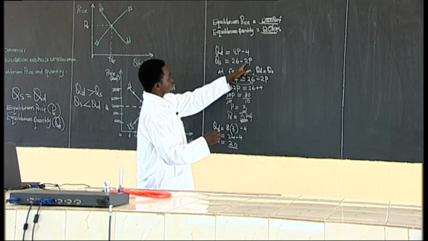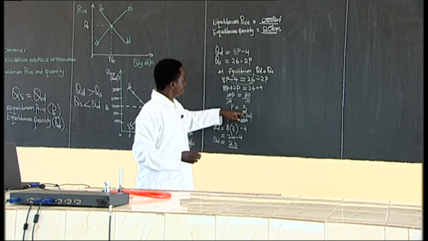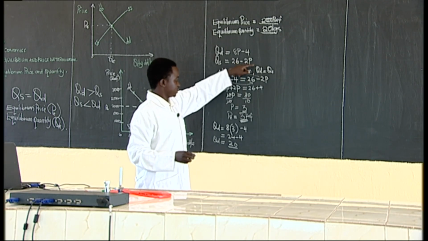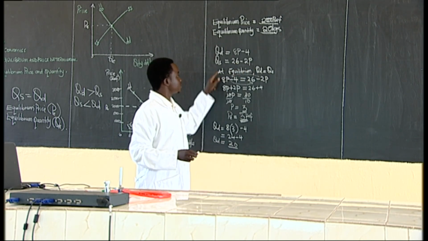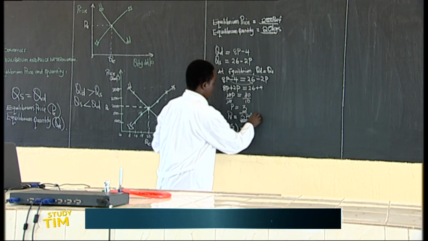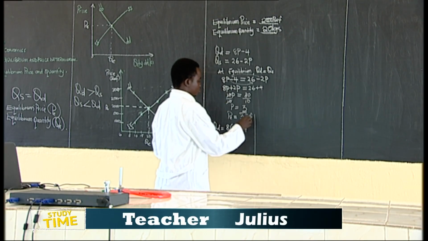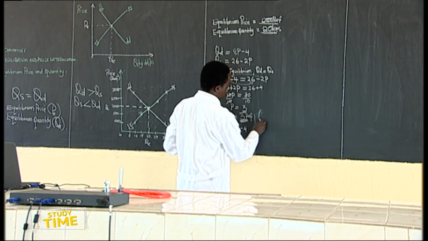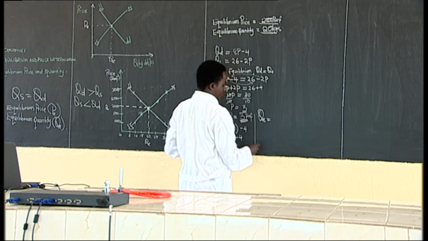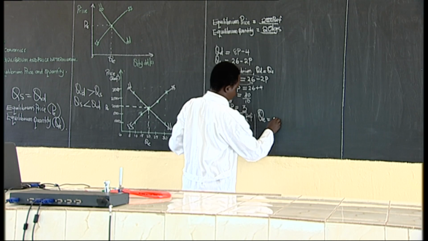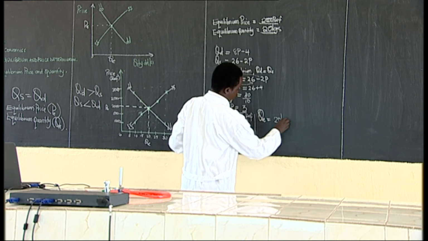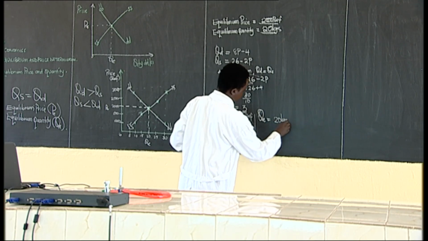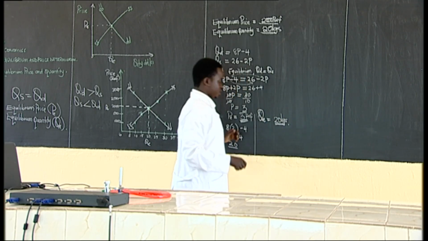You can even substitute here the value of P, because 2 times 3, that is 6. Then 26 minus 6 will also give you 20 as quantity supplied. Therefore, you have to conclude that our equilibrium quantity is 20 kilograms, if you are given units.